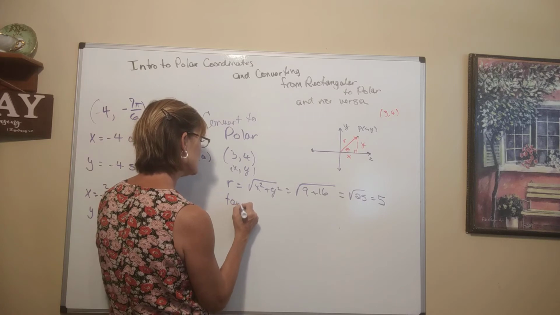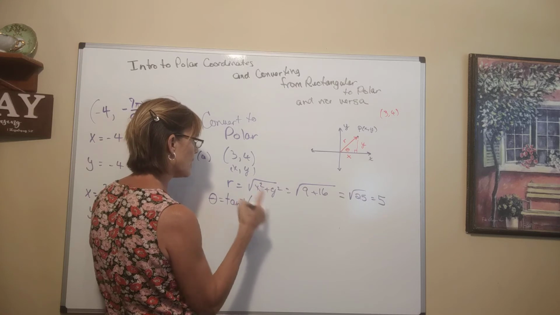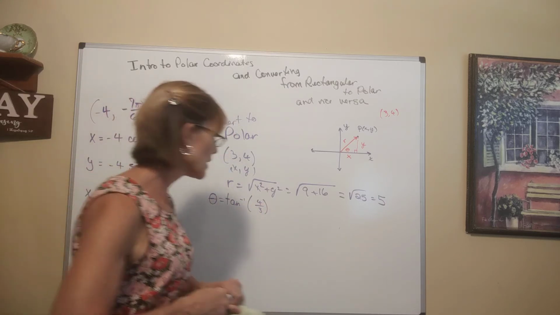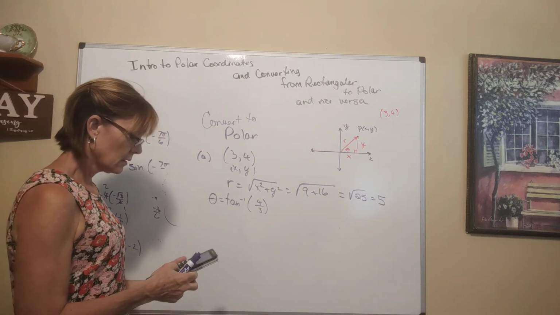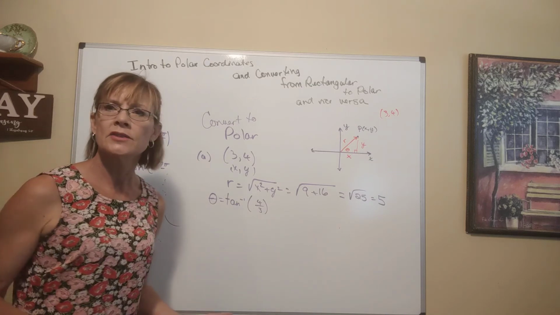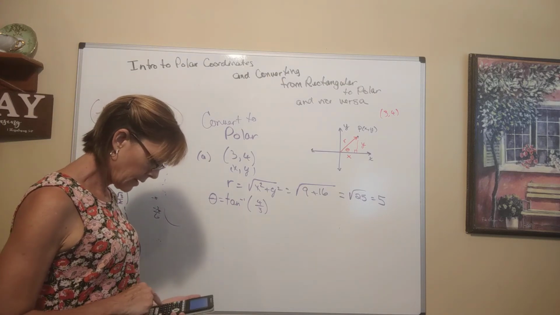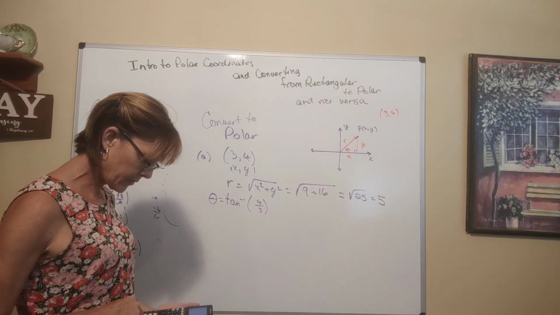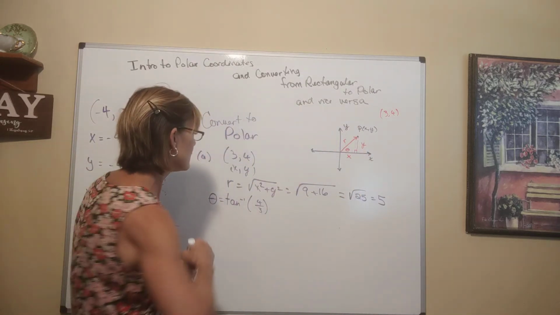This is the tangent inverse. Theta is equal to the tangent inverse of y over x, or 4 over 3. Now, I will need my calculator for this, and whether I want it in degrees or radians, we got to figure out whatever I asked you to do. Let's do degrees. So let's see, tangent inverse of 4 divided by 3. We get 53.1 degrees is what I get there.